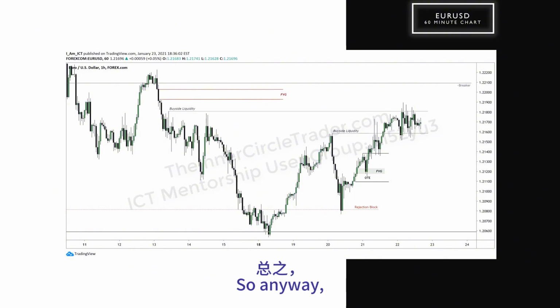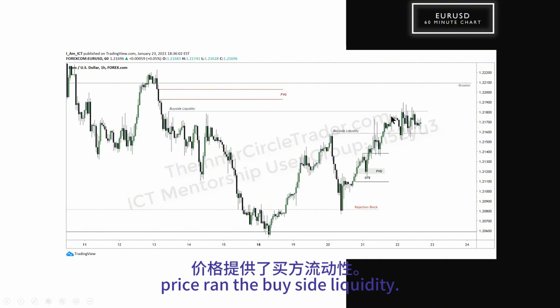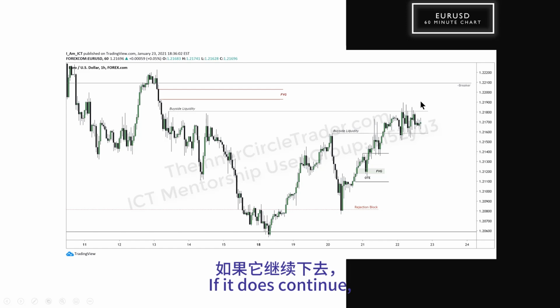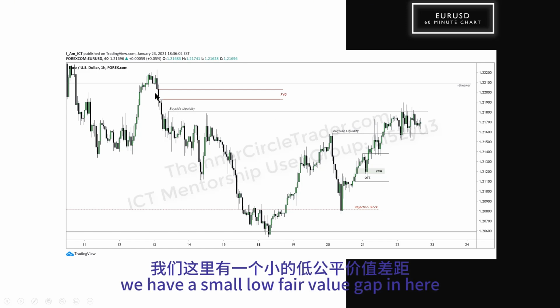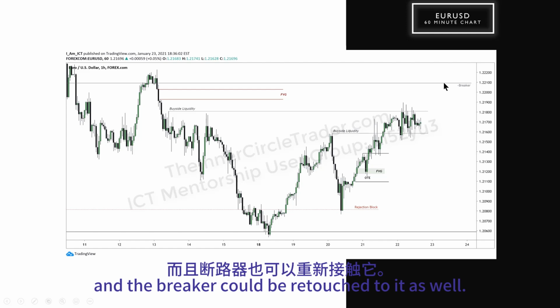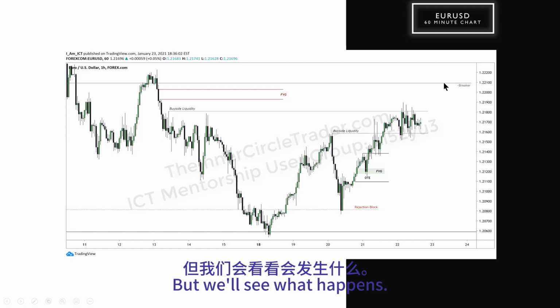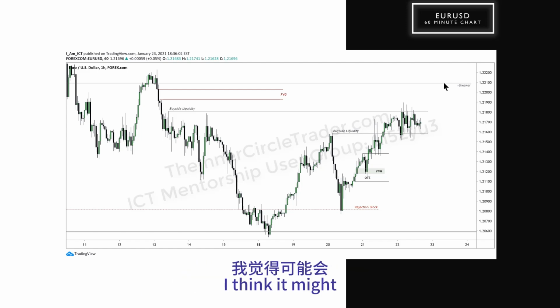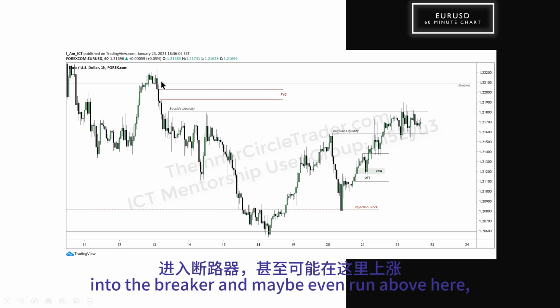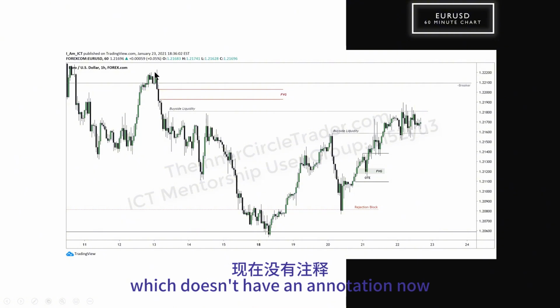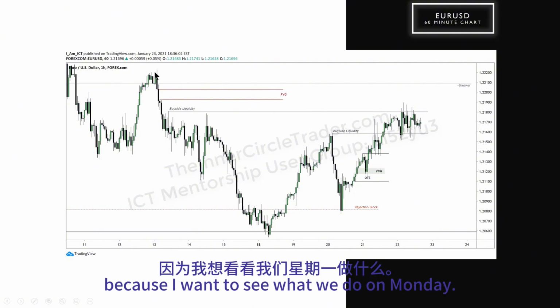So anyway, price ran the buy side liquidity. If it does continue, we have a small little fair value gap in here, and the breaker could be retouched as well. But we'll see what happens. I think it might still try to trade up into the breaker and maybe even run above here, which doesn't have an annotation now because I want to see what we do on Monday.